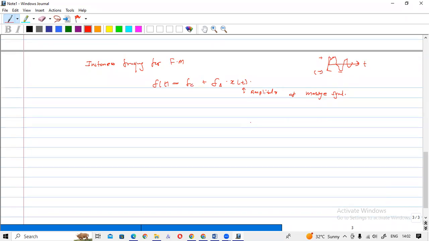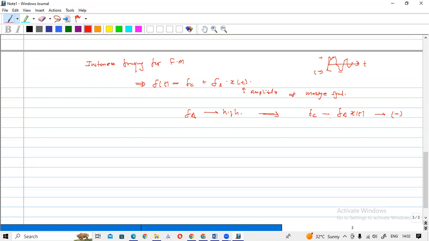And here, according to this equation, if this f delta is high and you get a minus amplitude value, there is a possibility that fc minus f delta xt can be a minus value, no? It can be a minus value.